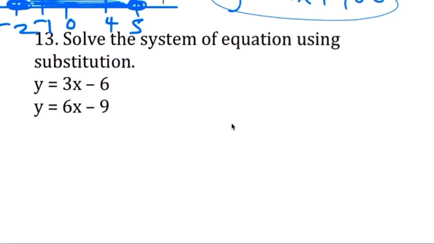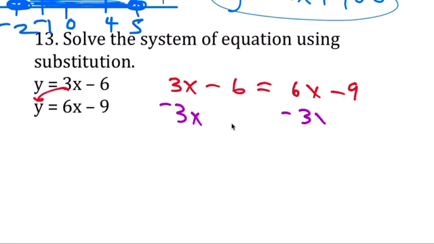Using substitution, so 3x minus 6, put that in there, equals 6x minus 9, minus 3x to both sides.